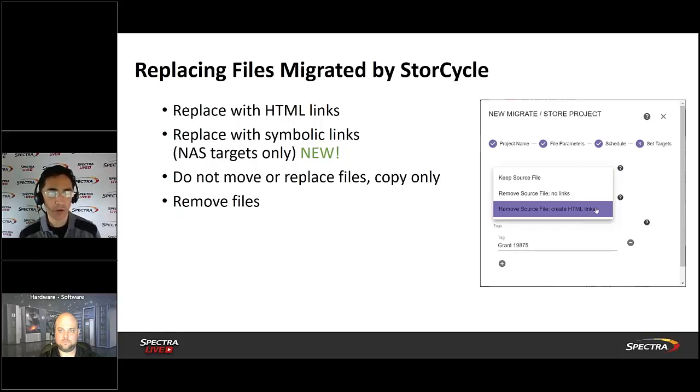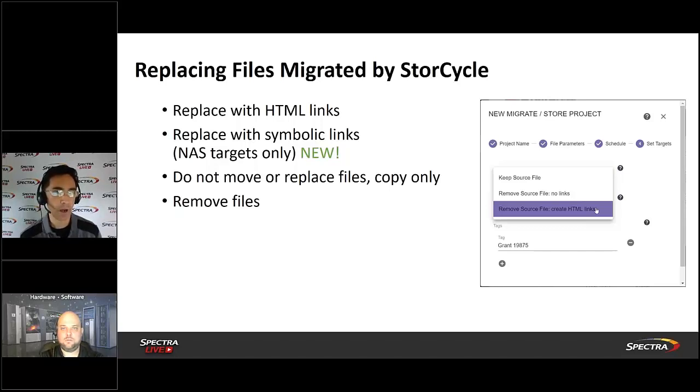So we can dramatically reduce costs by moving to something like Spectra's Black Pearl NAS, which has a cost of about 5 cents a gigabyte, that's the ownership cost. So you can dramatically reduce your costs while not disrupting users, while making the data still transparently accessible. They don't even have to know that the files were moved. They can continue to go to the old location and access them.